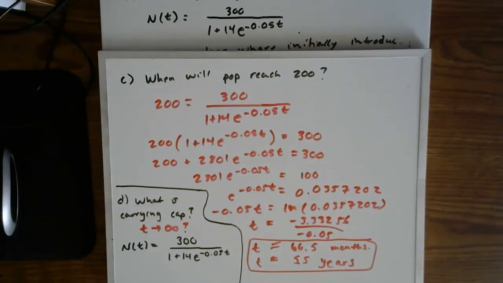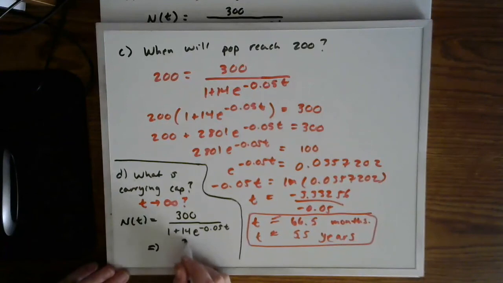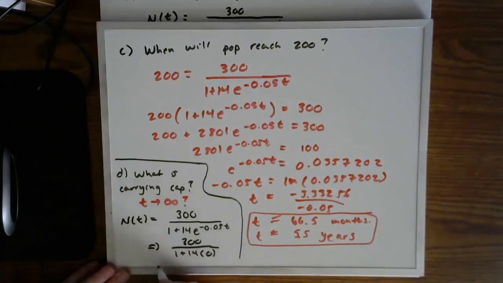Okay, so if that were the case, and here's our original function, now we're letting T get really, really, really big. So the larger T gets, the more negative this gets. Remember, e decays to zero. So if this exponent got arbitrarily large, then this thing would decay down to zero. 14 times zero is zero. So this thing would turn into 300. And to really emphasize that, I'll put 1 plus 14 times zero. That's from the decay, which is 300 over 1, which is 300.